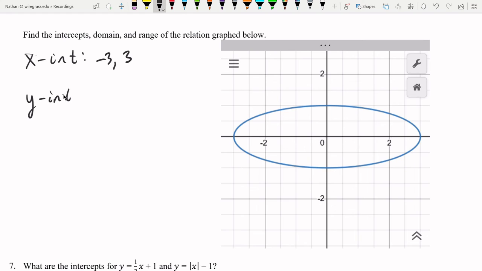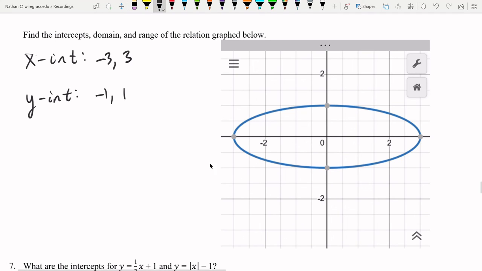The y-intercepts, again, there's two of them. We have one right here at positive 1, and one down here at negative 1. So positive and negative 1. Of course, we can just click on the graph, and Desmos actually labels the intercepts for us, negative 3 and 3, 1 and negative 1. So we've got it correct.